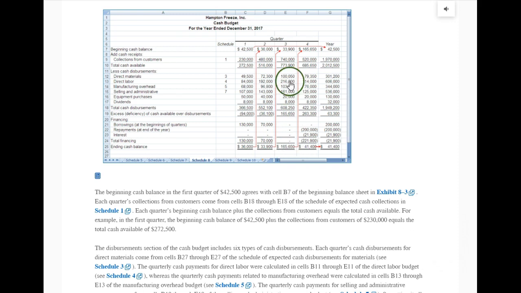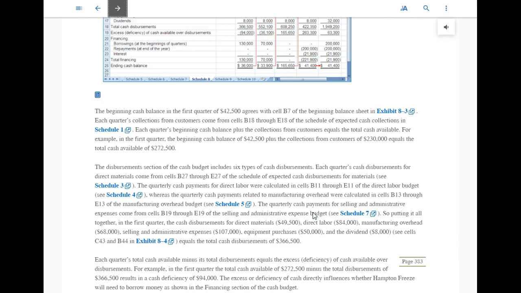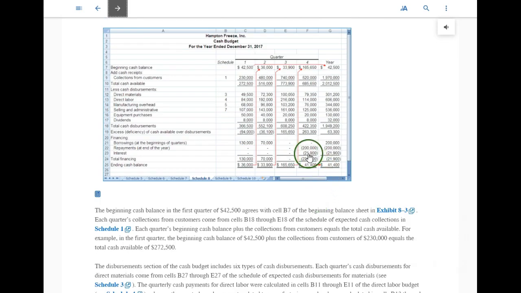We have plenty of cash. Take this large balance here, go through the numbers, 263, and now we can pay back $200,000 that we borrowed and interest. If you go down through here in the reading, I'll let you do that on your own. You can find out how we compute the $21,900 in interest expense that we have to pay. So we expect to end the year with $41,400 in cash. We started the year with $42,500. So this is the cash budget.